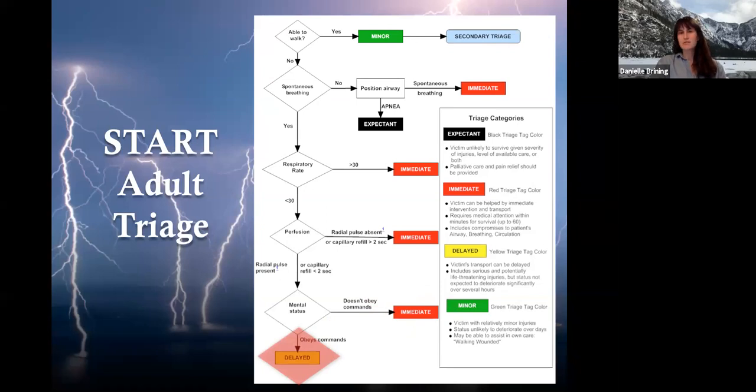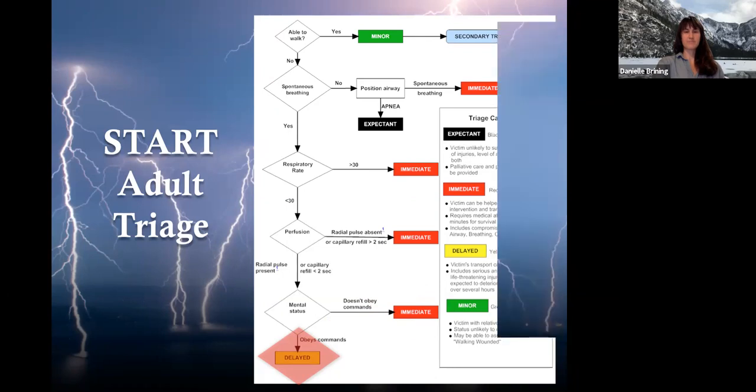There are a couple of other ways to remember this. Some people use RPM: respirations, perfusion, mental status. The AWLS uses MARCH: massive hemorrhage, airway with C-spine, respiration, circulation, and hike versus helicopter. Since I use ABCD in the emergency department every day, I like to stick with that. But that's the START adult triage, so this is for those greater than 8 years old.